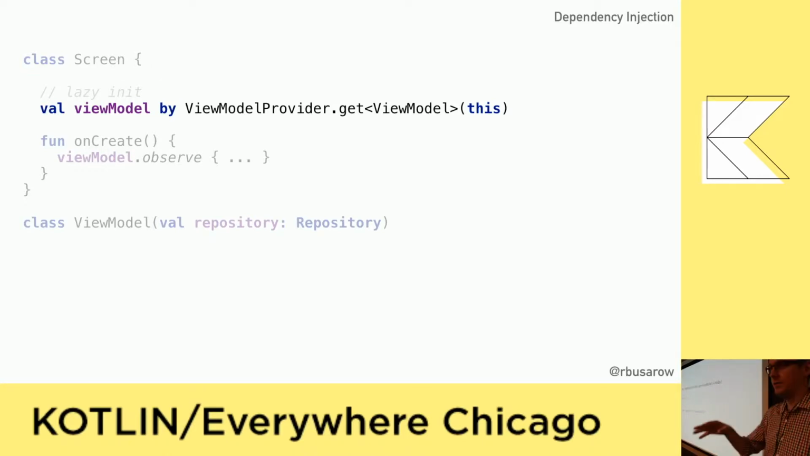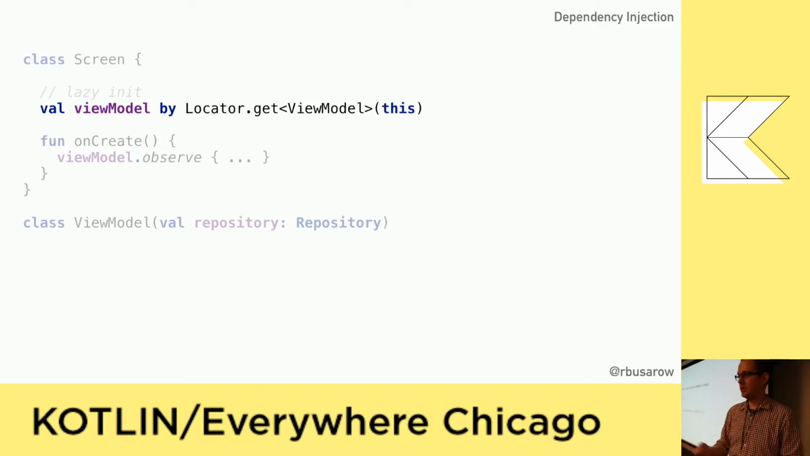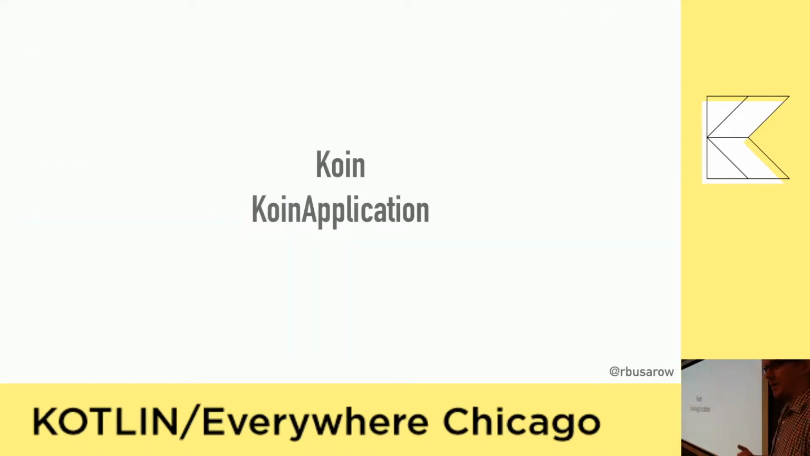So instead of using the service provider, the ViewModel provider, to retrieve this ViewModel, we can go one step further and just have a locator which will then delegate to a ViewModel provider in order to get our dependencies. Incidentally, this is exactly what Koin does. So we can finally start talking about that.